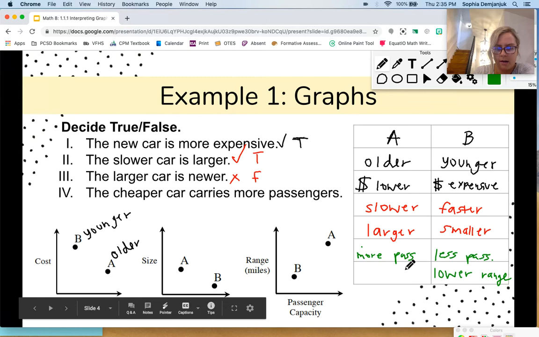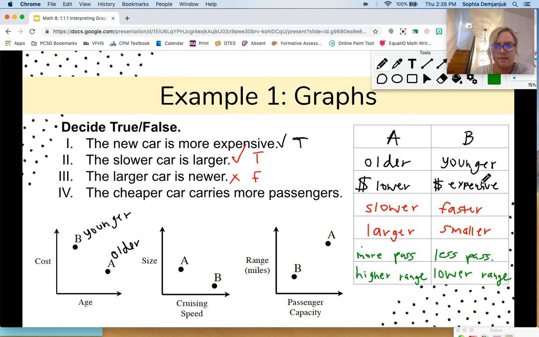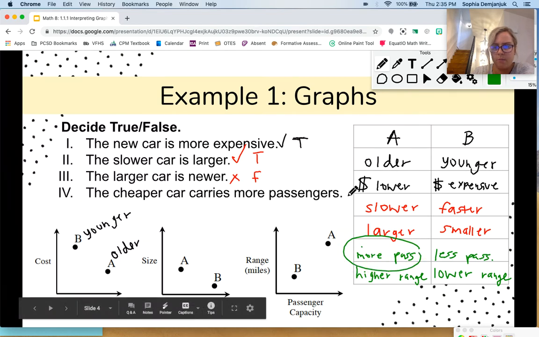A is higher on the range, so it has a higher range. Our last question is, the cheaper car carries more passengers. That cheaper car was A, and it does have more passengers, so we can say that's true.